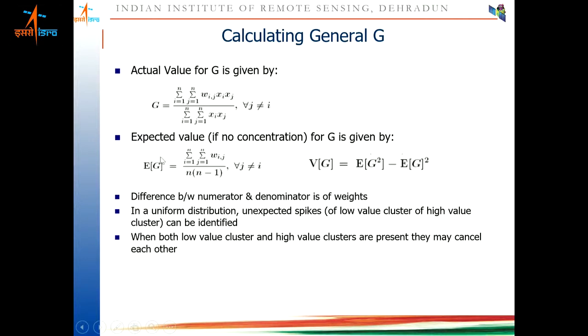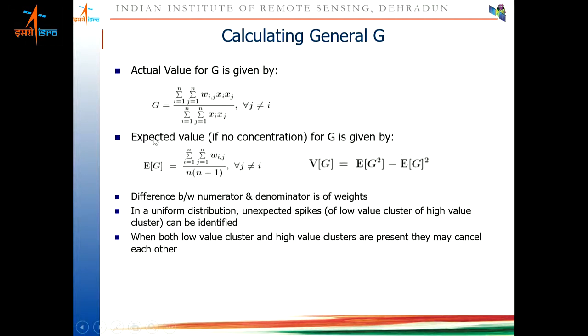And if you find the expected value of G, meaning the mean value of the G statistic, you will get the summation of weights divided by n into n minus 1. N is the total number of points present, and this way the variance of the G statistic can be calculated. This mean value and variance value are required to find the significance of the calculated G value.